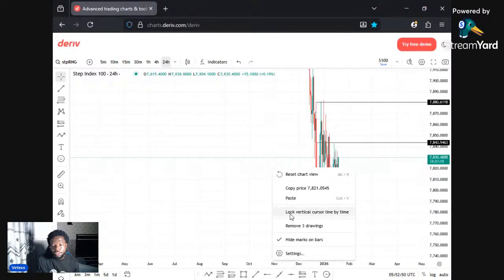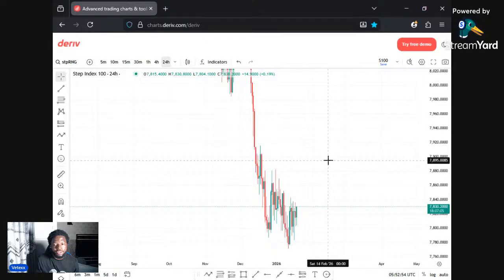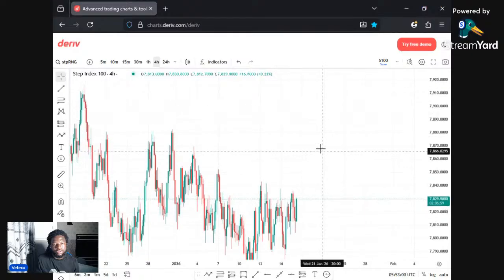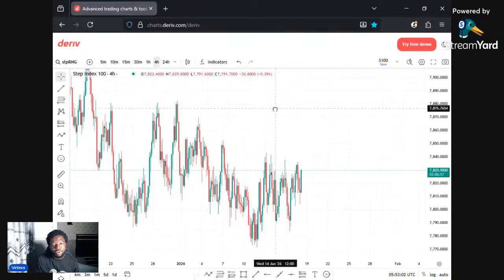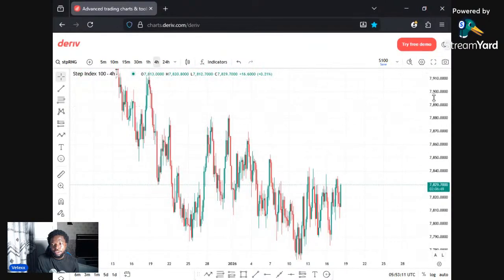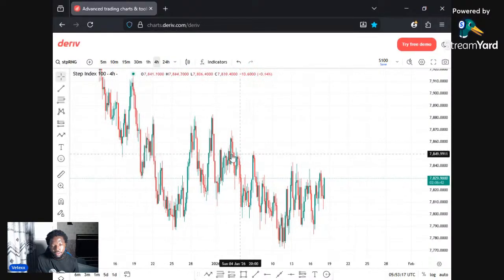Step 100 index. So let's check on the 24-hour time frame. Nothing really is happening. Go to the 4-hour time frame and check if there's something happening. So on the 4-hour time frame, what should we be anticipating? We should be anticipating this move. There's a series of continuation here, but maybe price will react from the recent POI, which is expected to be this.